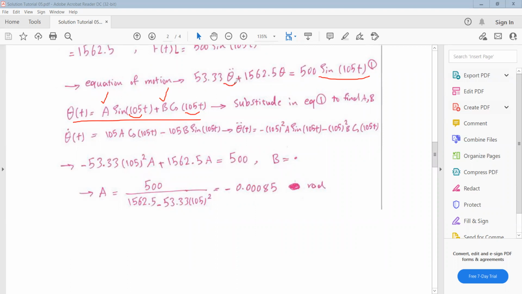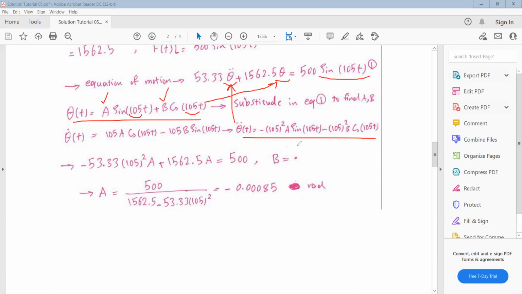Here we need to calculate theta double dot. The theta double dot is the second derivative of theta with respect to time, which is calculated here. And then when you substitute, instead of theta double dot, we substitute from here. And for theta, we substitute from here. And then we can solve these two equations for A and B.